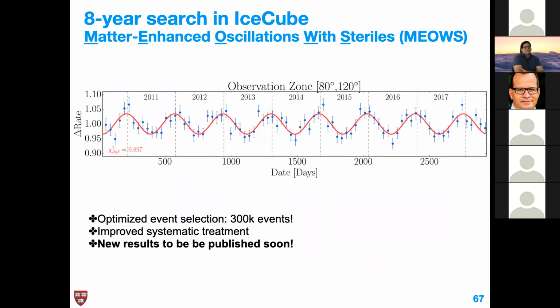We have done this new search, which is called MEOWS, Matter Enhanced Oscillation with Steriles. It uses 300,000 charged current mu neutrino events. I want to show you this plot because I think it's really neat. We know that atmospheric muons have something known as seasonal variation because the Earth's atmosphere temperature changes. Correlatedly, neutrinos produced in the atmosphere should also change in rate. So what you see here is the seasonal variations of atmospheric neutrinos through the last 8 years, which is just, I think, quite stunning.